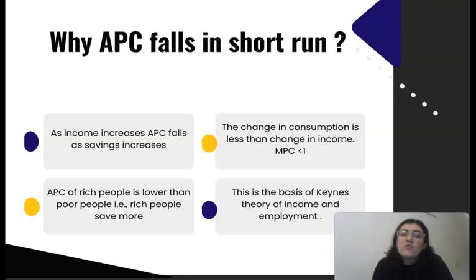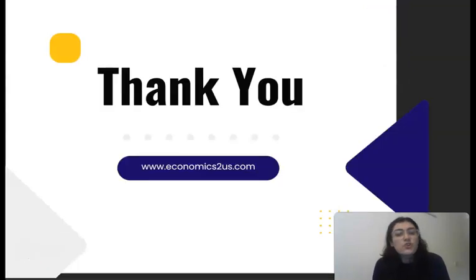This is the basis of the Keynes theory of income and employment. For sure, I will make a detailed presentation about the Keynes theory of income and employment to explain the equilibrium level of income and employment in an economy, which is very useful for understanding macroeconomic concepts. So here I would like to end my presentation.